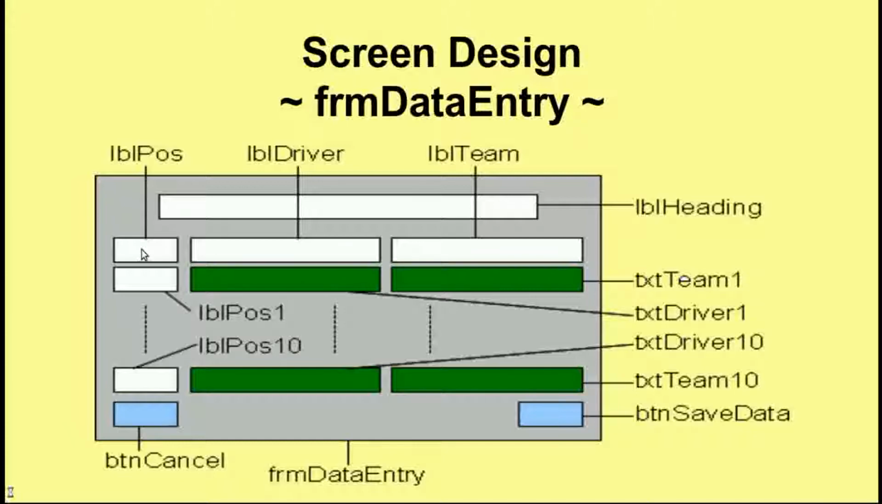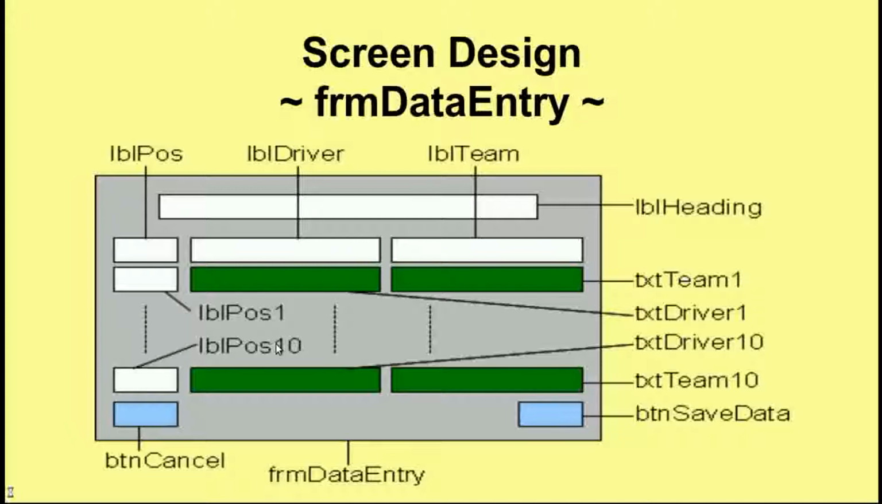Then down the side we're going to want the positions. So LBL pos will contain the text position, or pos, however you want to do it. This will contain pos 1, position 1, the driver who won the race. The next one down, pos 2, and so on. So we're going to call these labels LBL pos 1, second one LBL pos 2, and so on, all the way down to LBL pos 10.